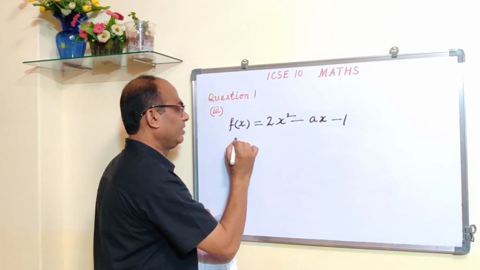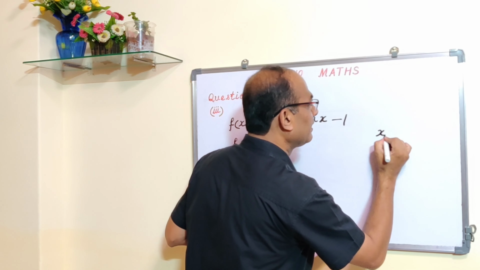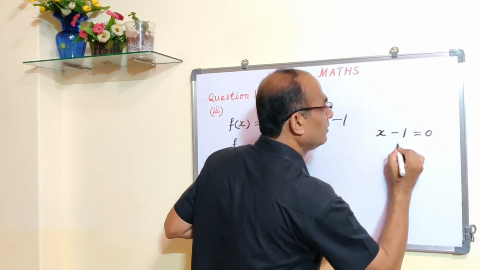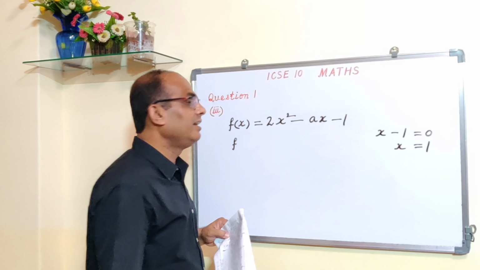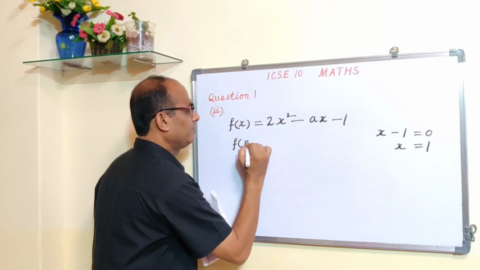This is f(x). So f(1) is equal to... why f(1)? Because it is said that x minus 1 is a factor. So x minus 1 equals 0, therefore you get x equal to 1. So f(1) is 0. Alright.